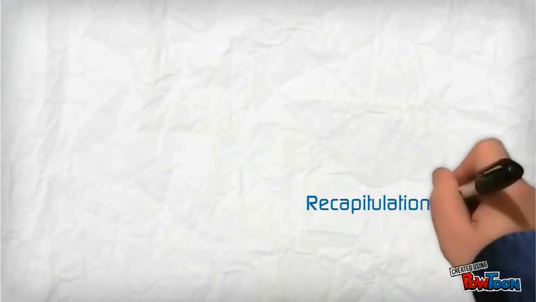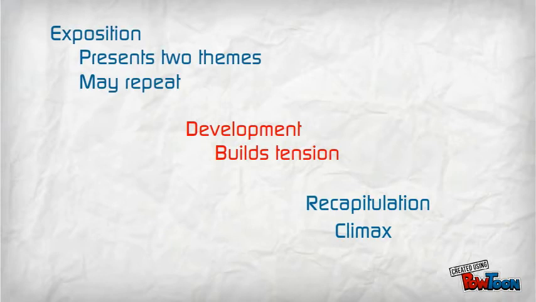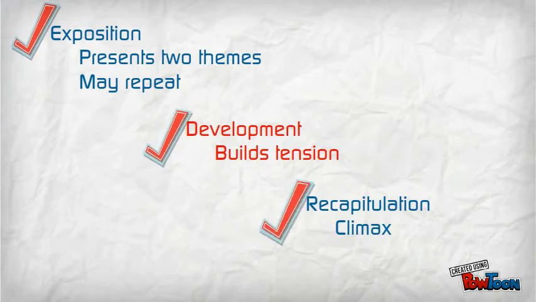In the recapitulation or restatement, we find the climax of the piece. The return of the first theme unifies the work and gives a sense of stability back to the listener after the tumultuous development section. So to recap, sonata allegro or sonata form consists of an exposition, development, and recapitulation, a statement, contrasting section, and a restatement.